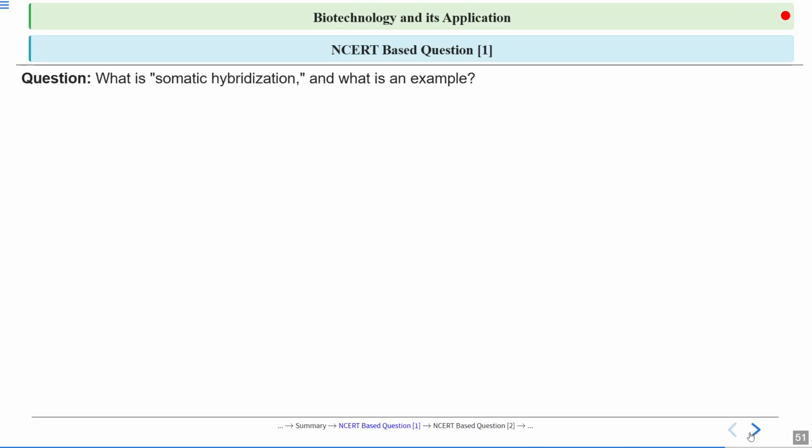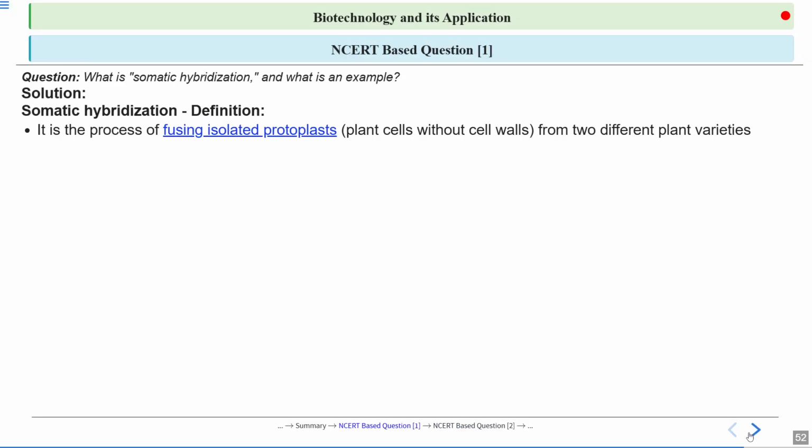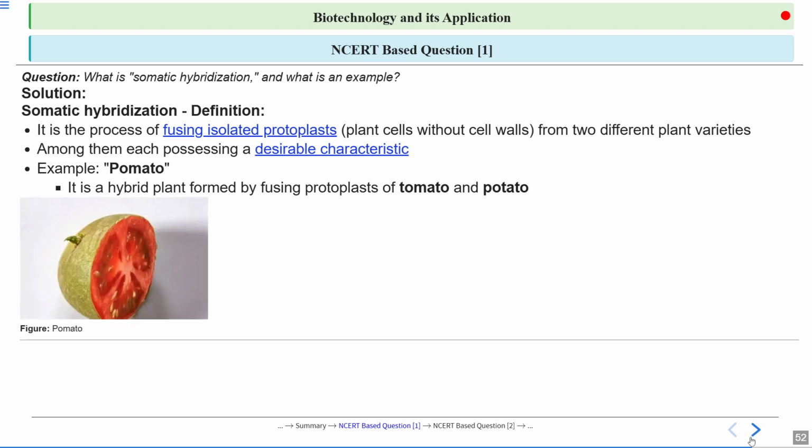These are some NCERT based questions: what is somatic hybridization and what is an example? Somatic hybridization is a process of fusing isolated protoplasts from two different plant varieties, each possessing a desirable characteristic. An example is pomato. It is a hybrid of tomato and potato.